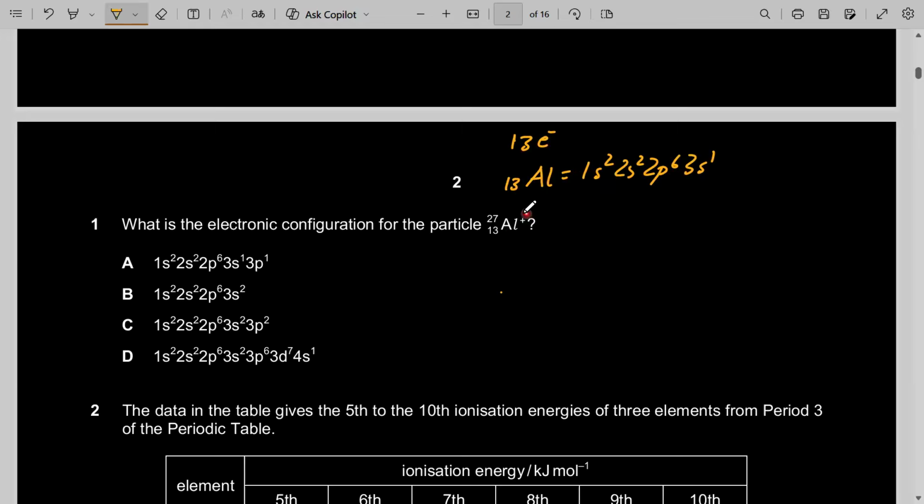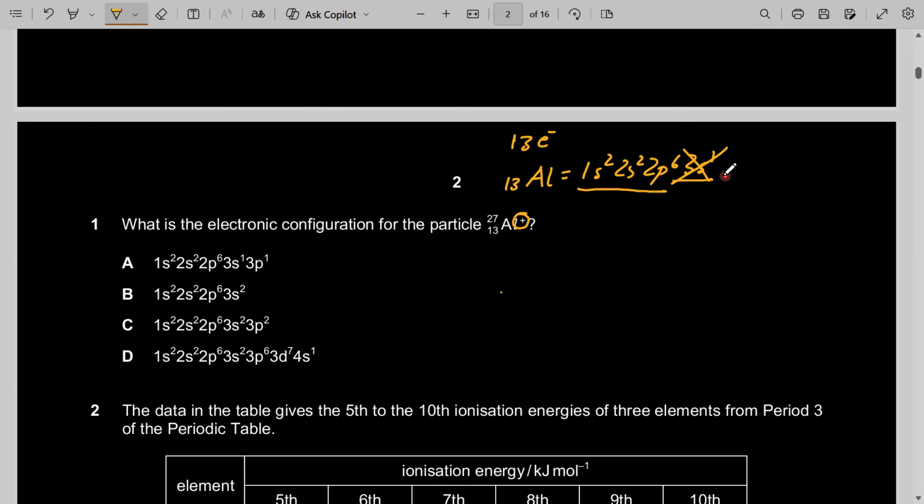But if it has a plus 1 charge present on it, then it means one of the electrons will be removed, and we know the electron is removed from the last shell. So third shell is the last shell, so it will be removed, which means the remaining electronic configuration will become 1s2, 2s2, 2p6. Along with that, one more thing.